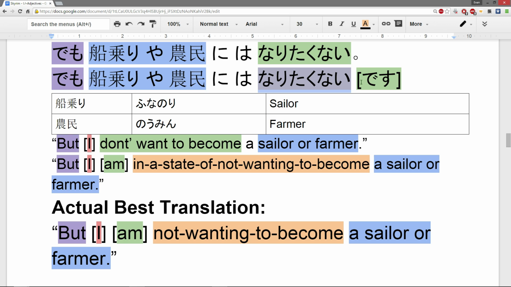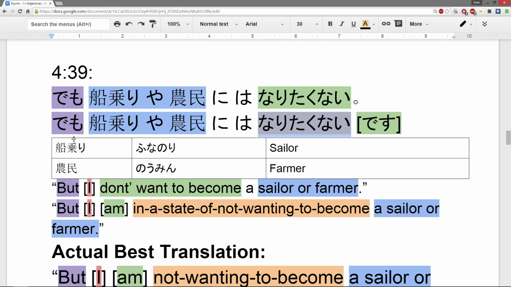There technically is a desu there that's not being mentioned. The actual best translation is, but I am, the subject is I, it's not mentioned, but I am not wanting to become. Treat this whole thing like that weird not wanting to become. One more time. Nai, kunai is not. The ta is want, and then nari is to become. So I am not wanting to become.